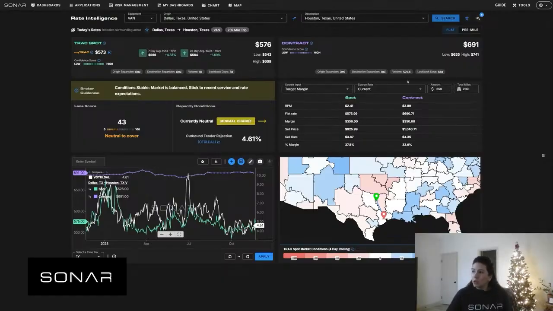Below those contract rates, we have our target margin calculator. So when you're pricing out shipments or viewing market rates, you can easily adjust your margin requirements here by a flat dollar amount or percentage. And then we will do the math for you directly in the tool, so you don't have to go to another page or pull out your calculator to get pricing back.